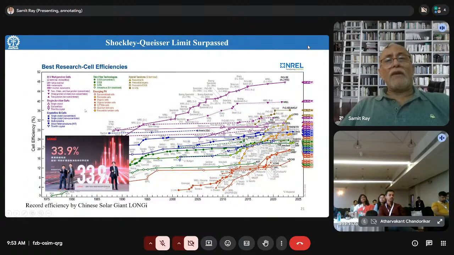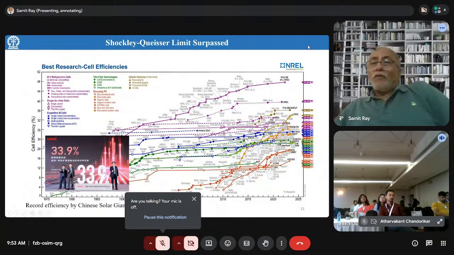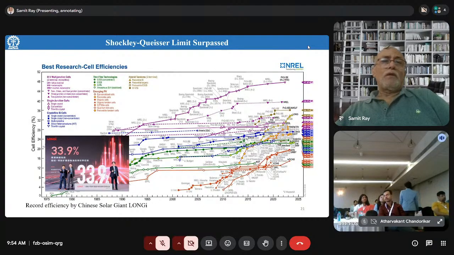Now, see, one material has come up very fast. It is called perovskite materials. The Chinese company Longi has already achieved up to 34% efficiency with perovskite on silicon. So, of course, it's much better than single crystal silicon technology. Of course, III-V semiconductors show more efficiency, but these are also very efficient.